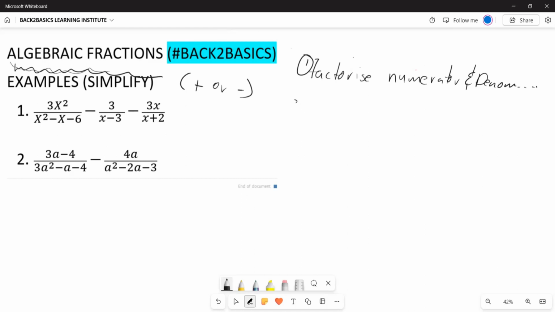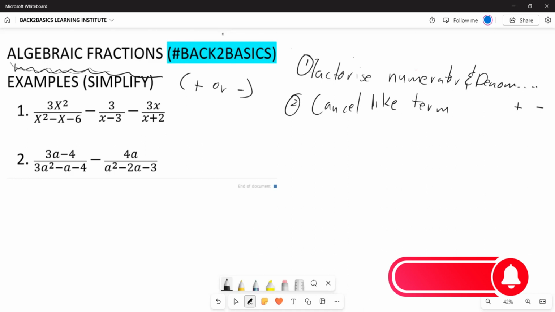The second one is that whenever you are required to solve this, you need to be in a position to cancel your like terms in each of the terms. So you must be in a position to cancel like terms. But remember, your like terms must not be separated by a plus or a minus. They can only be separated by the division sign or the multiplication sign.